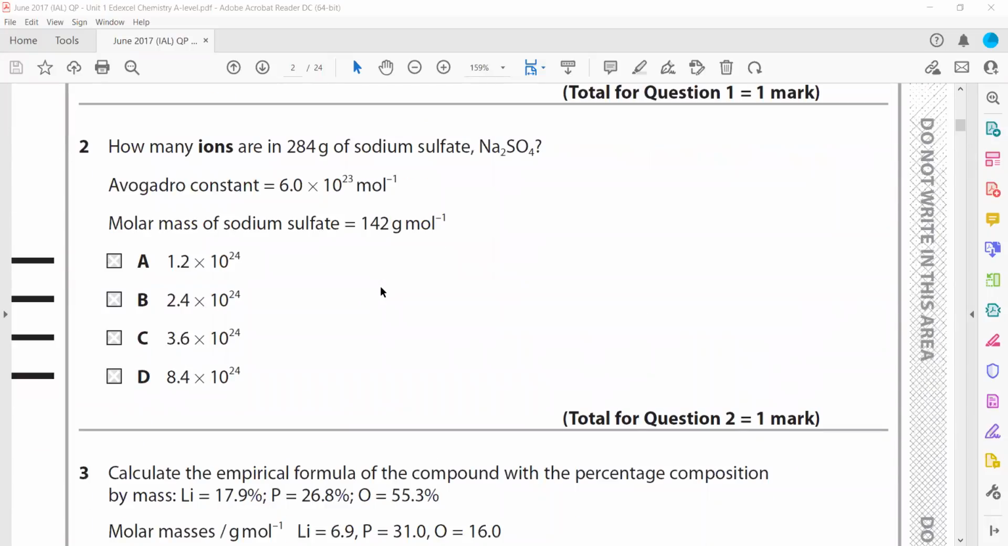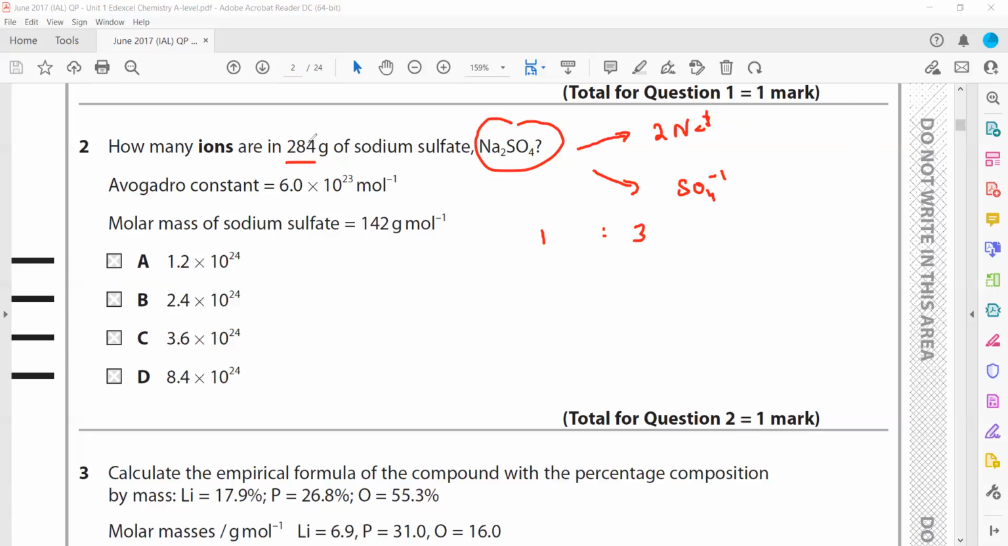In question 2, how many ions are there in 284 grams of sodium sulfate? So how to find the number of the ions? First, we should get the number of the moles. And remember, this sodium sulfate will dissociate into 2 sodium ions and 1 sulfate ion. So the ratio for molecule to ion is 1:3. Like 1 molecule will give 3 ions.